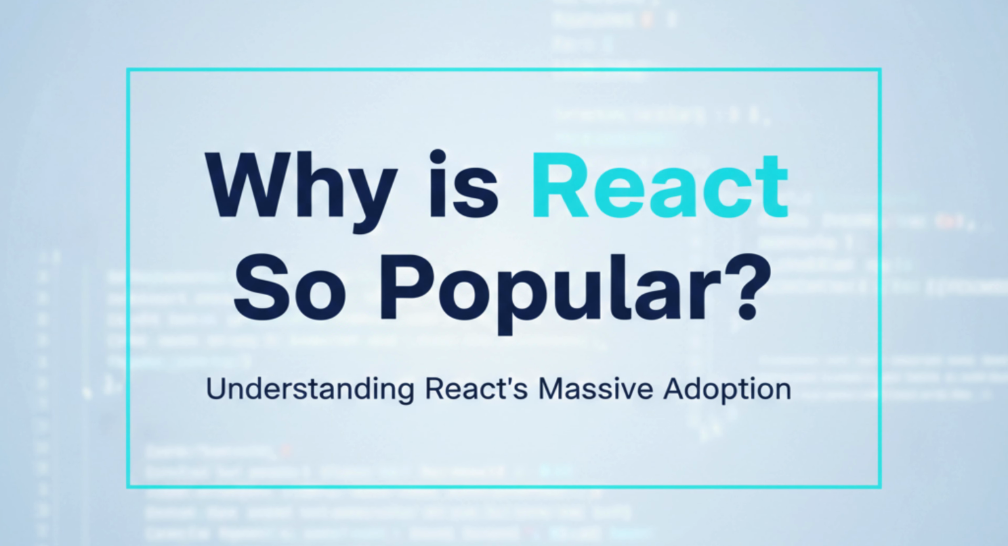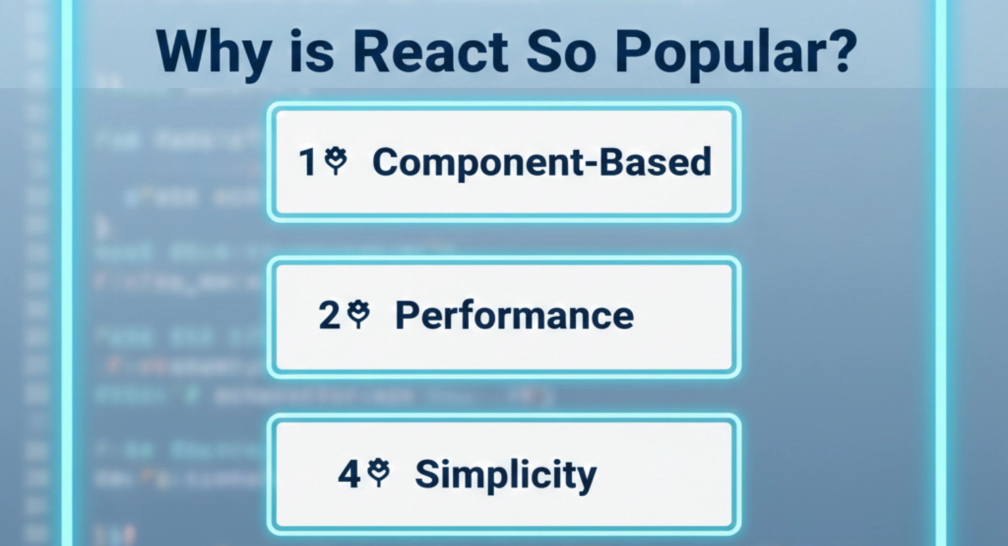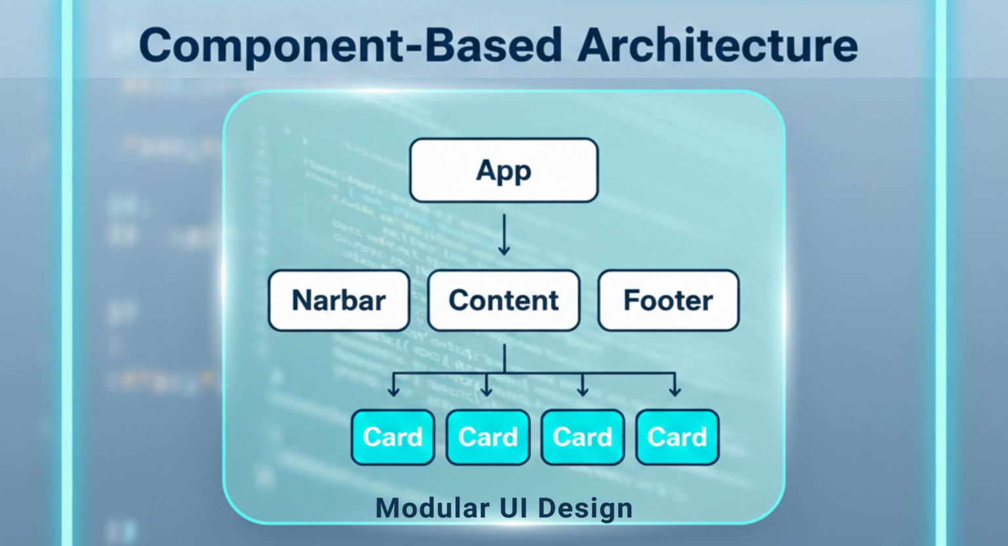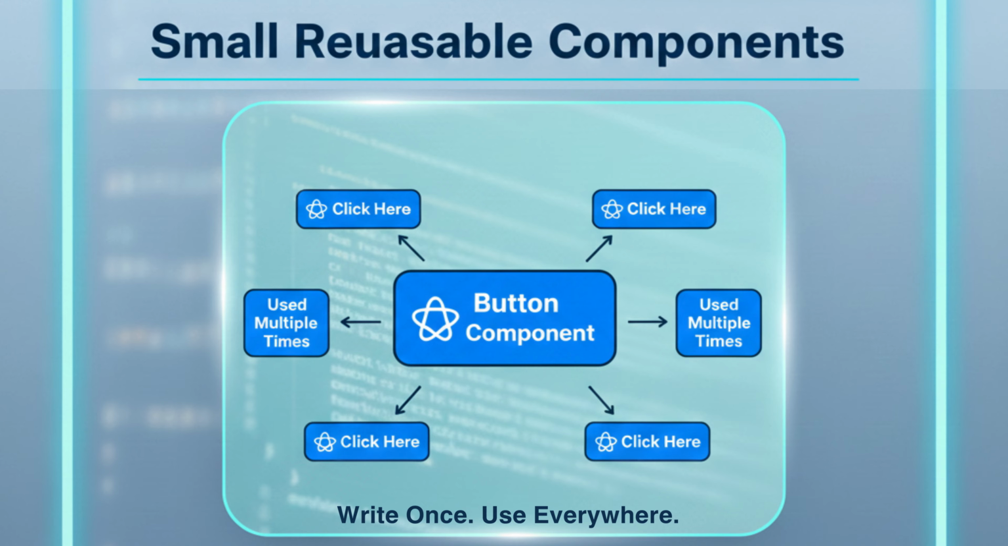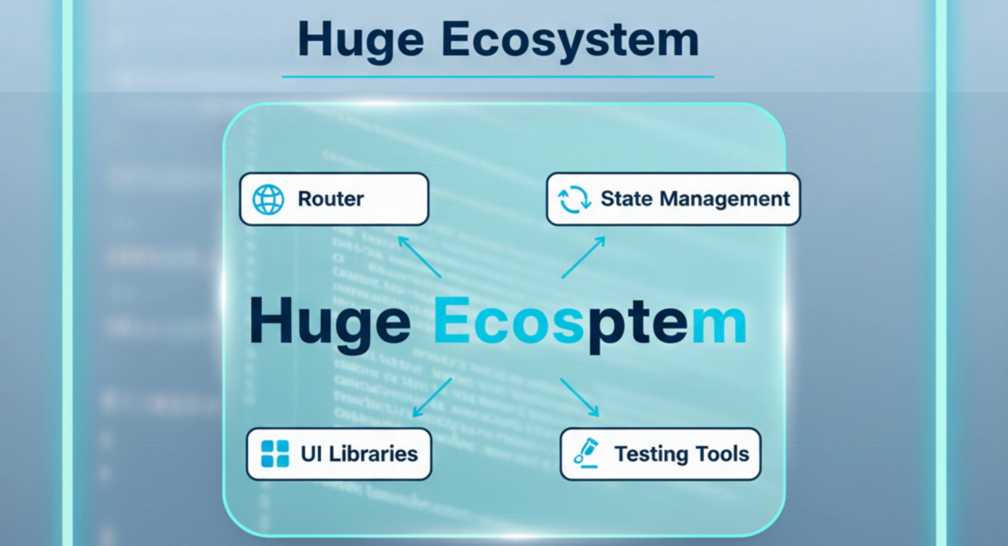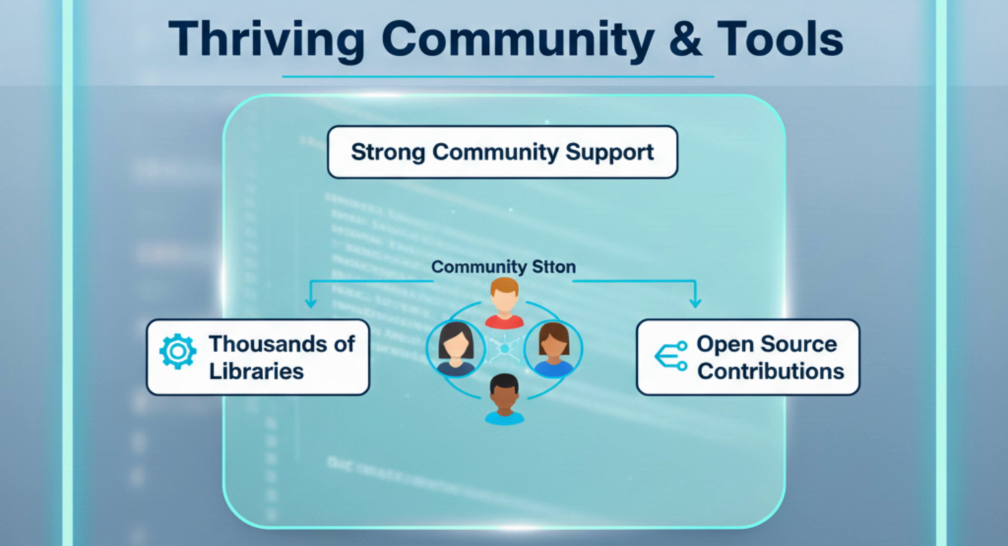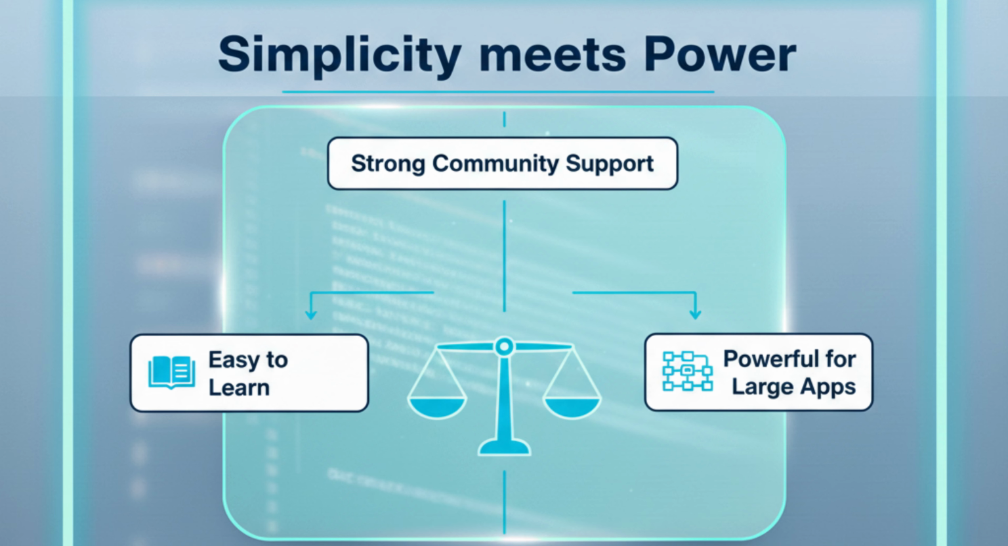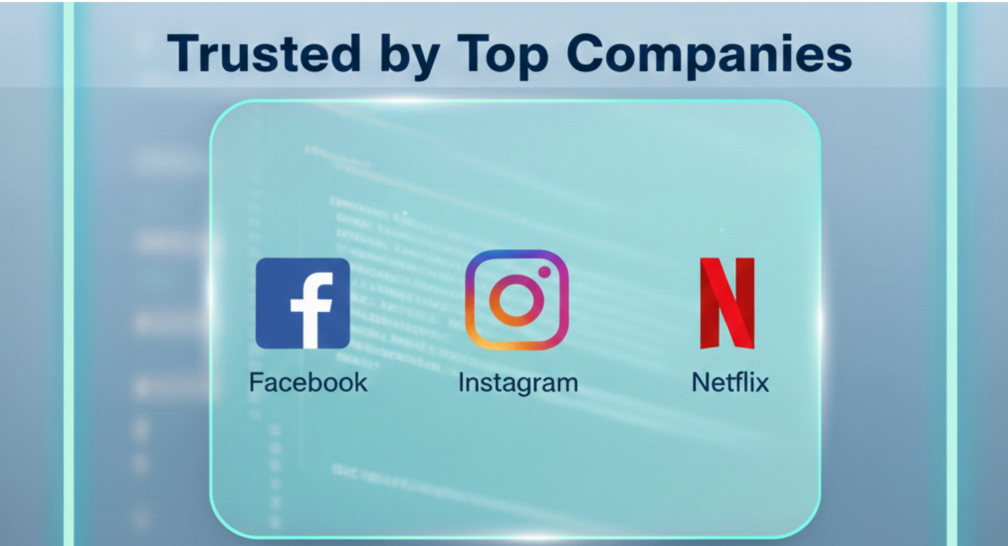Now you might ask, why is React so popular? There are several reasons. First, React uses a component-based architecture. This means we break our UI into small reusable pieces. Second, React has excellent performance because of something called the virtual DOM. Third, React has a huge ecosystem, thousands of libraries, tools, and community support. And finally, React is simple to learn but powerful enough for large applications. That's why companies like Facebook, Instagram, Netflix, and many others use React.